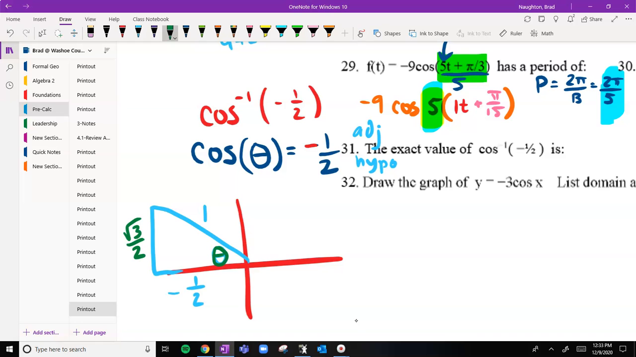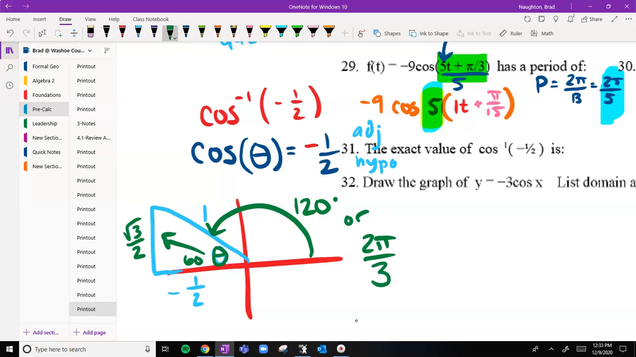And I love my visuals, and so I go, okay, what is opposite the root 3 over 2? That means this is always the 60 degrees. So how do we get from here? That is going to be 120 degrees, or 2 pi over 3. And we'll accept either one of those as far as our value for that.